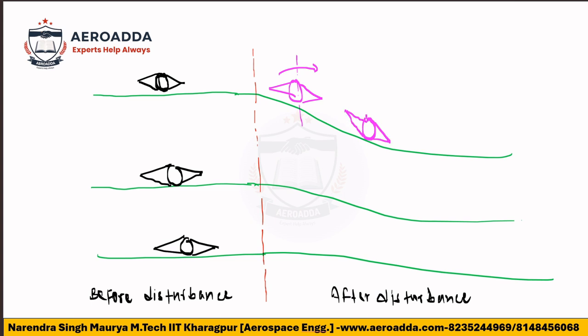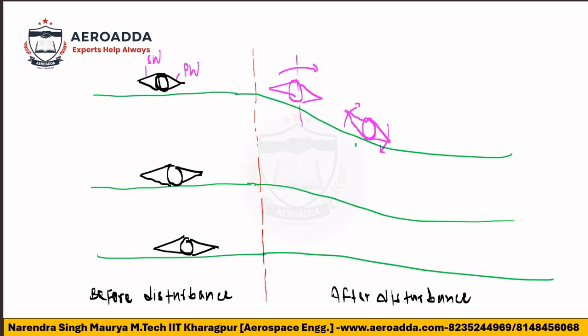I told you, this is from the aircraft point of view. This will be the right side wing, called the starboard wing, and this will be the port wing. Take it. This will be the port wing. Correct. So it will be going like this. See, the starboard wing has gone up, and the port wing has gone down because of the disturbance.